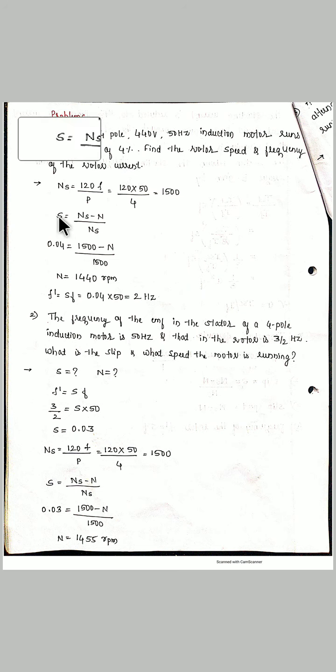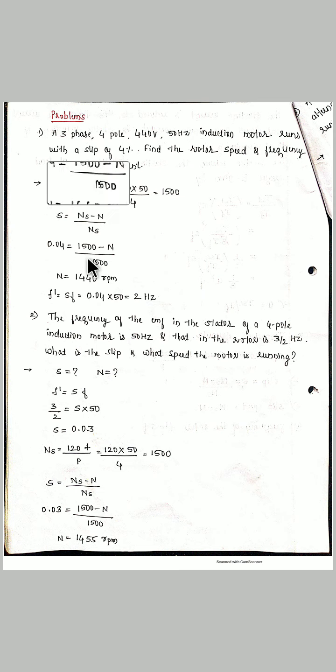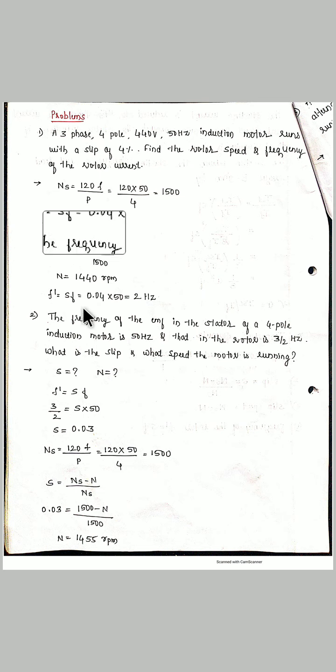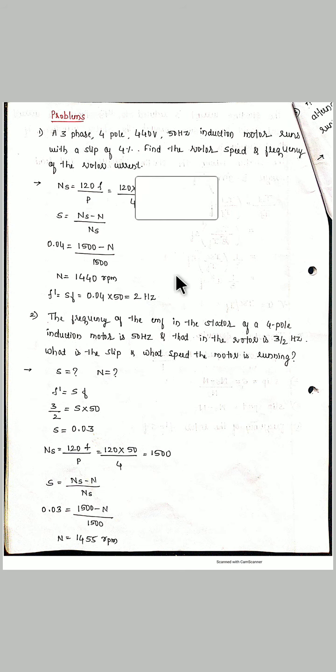Now we have this formula first: s is equal to ns minus n divided by ns. The slip they have given is 4%, so 4 divided by 100 is 0.04. ns is not given, so first we calculate it using the formula ns is equal to 120 f by p. Frequency is 50, poles are 4, and we get the answer 1500.